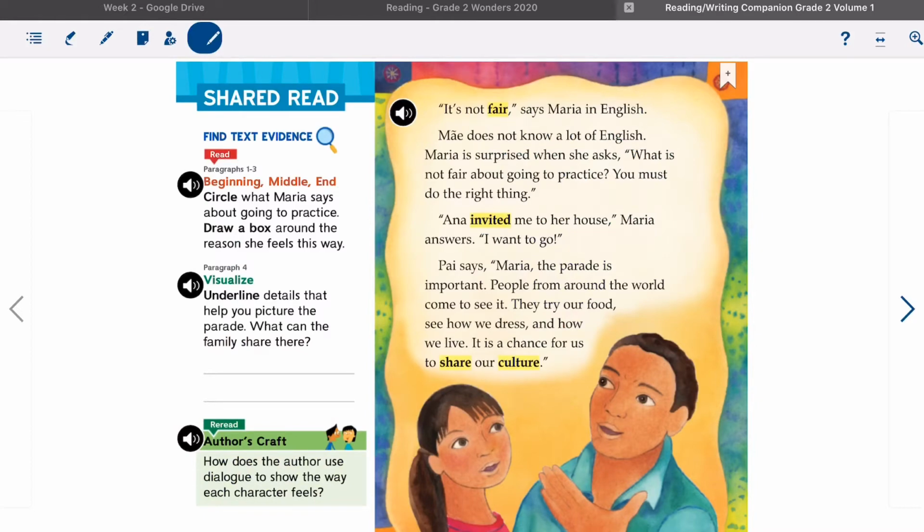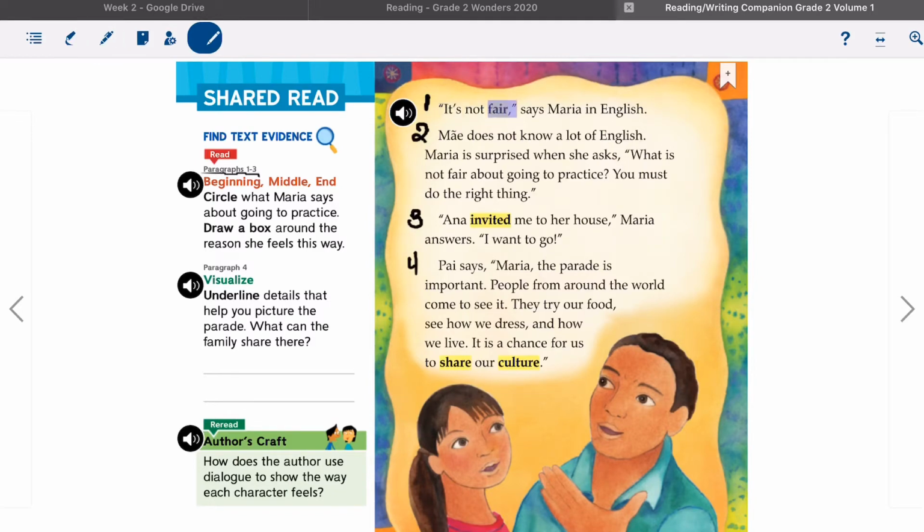We've turned the page. Remember, you can pause at any time, and I am going to make this a little bigger. Number my paragraphs. Ooh, that's a little too big. 2, 3, 4. I think the pen tool is bigger than the pencil tool. And we're going to look at paragraphs 1 through 3. It says circle what Maria says about going to practice. And then we're going to draw a box around the reason that she feels this way. So one more time, we're going to circle what she says about going to practice and draw a box around her reason. Touch under words as we read.